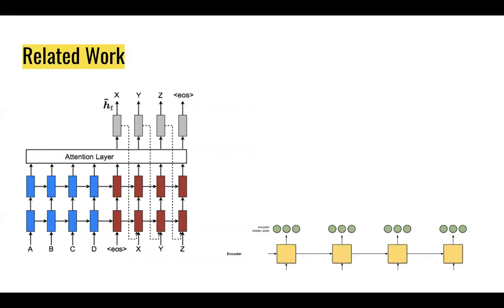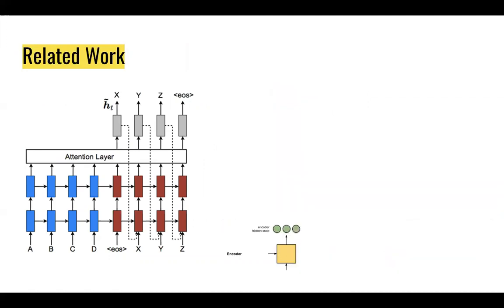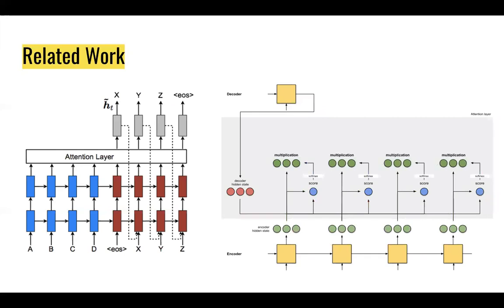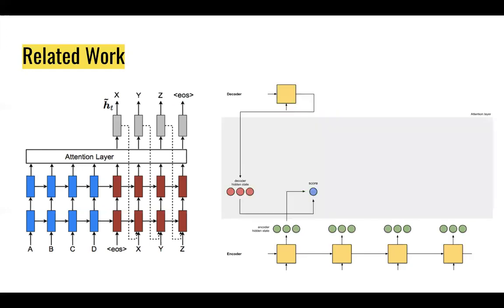The other related work is the attentional mechanism. The difference here is that the attentional mechanism covers all of the hidden states from the source side, compared with NMT, which only cares about the hidden state from the last layer of the decoder.